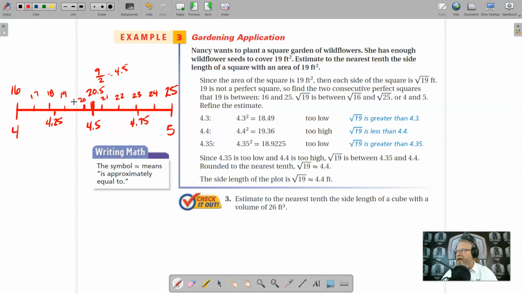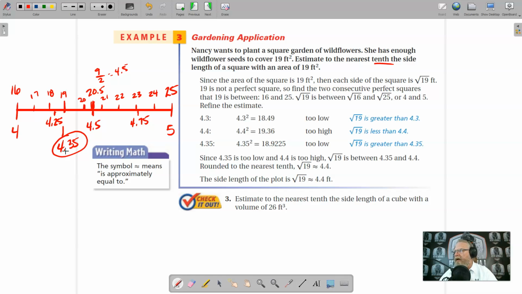Where's 19 at on here? 19's right about here, right? So we would be looking at about 4.25, roughly about 4.35 or so, right? That would be my guess from this. So that's the way I would do it. And then they want you to, let me see, what's the word? Then estimate to the nearest tenth.